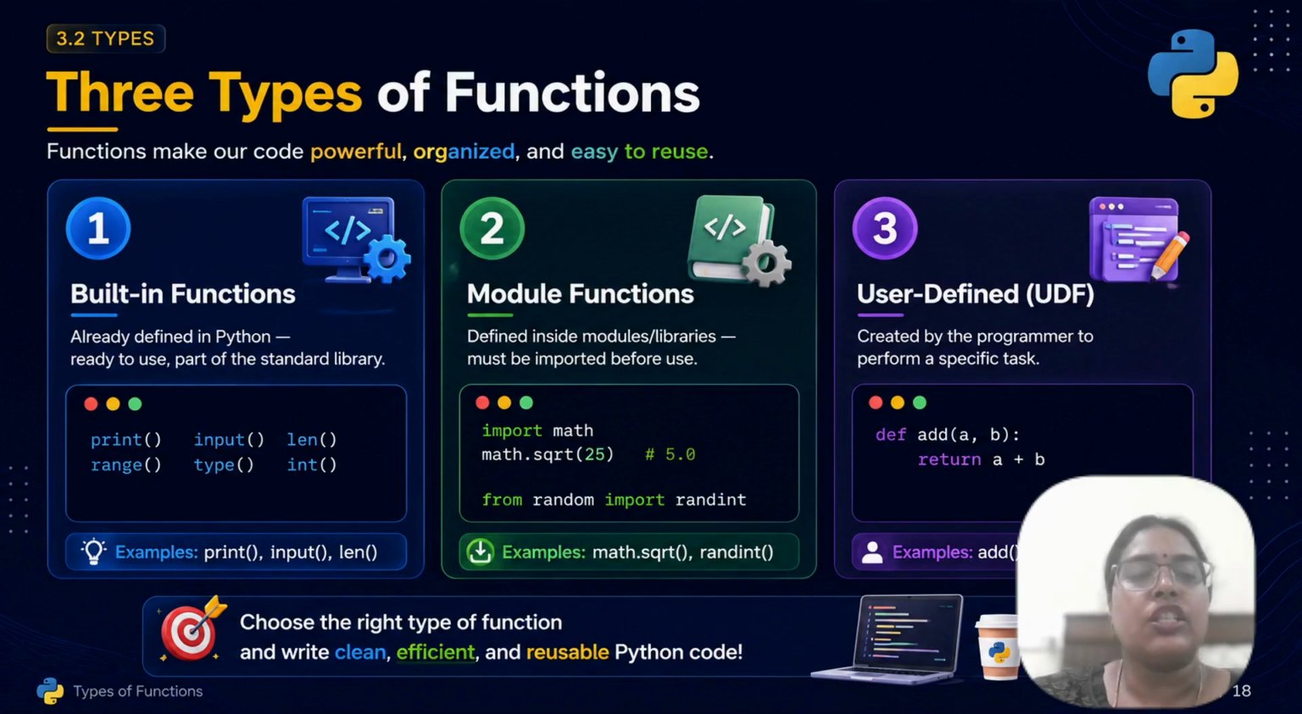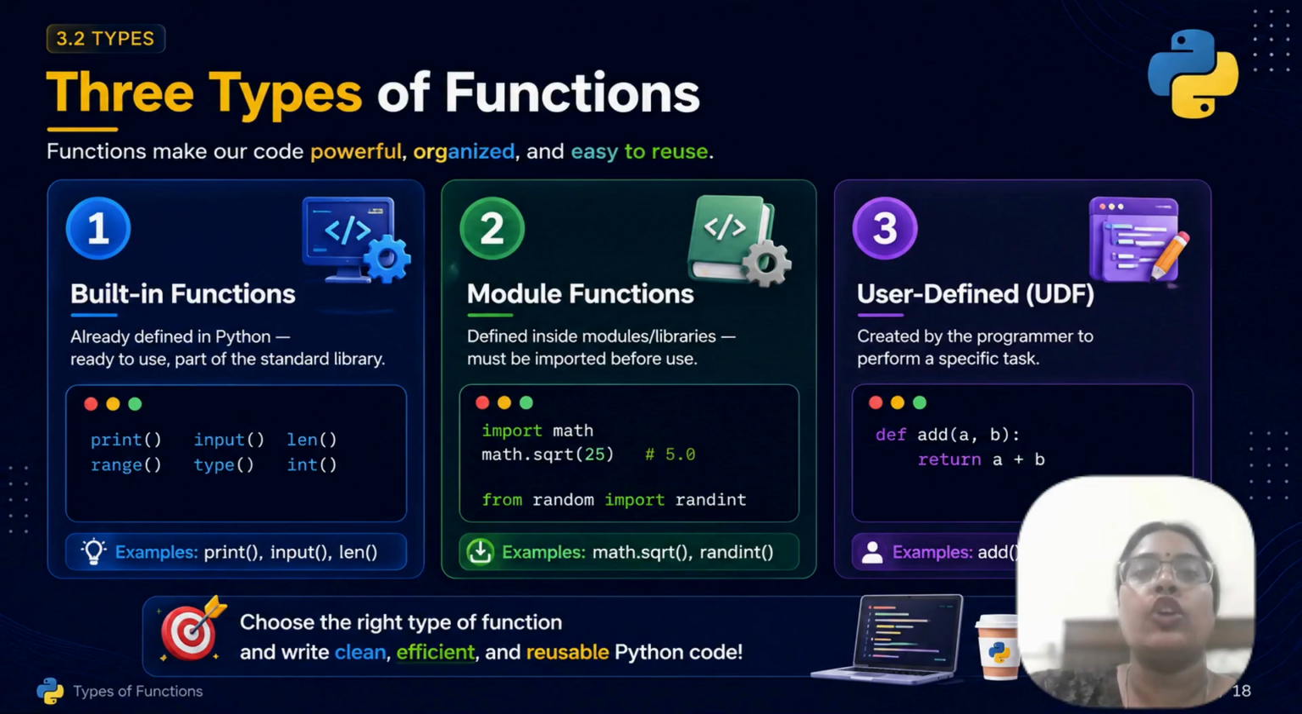Types of functions. Functions make our code powerful, organized and easy to reuse. There are three types of functions: built-in functions, module functions and user-defined functions. Built-in functions are the functions which are already defined in Python, ready to use from the standard library, like print, input, len, etc. Whereas module functions are defined inside a module or a library.